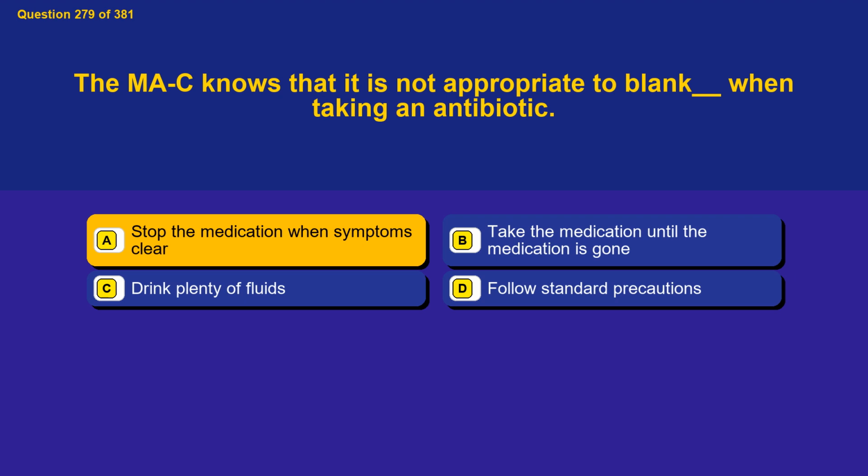The correct answer is option A, stop the medication when symptoms clear.